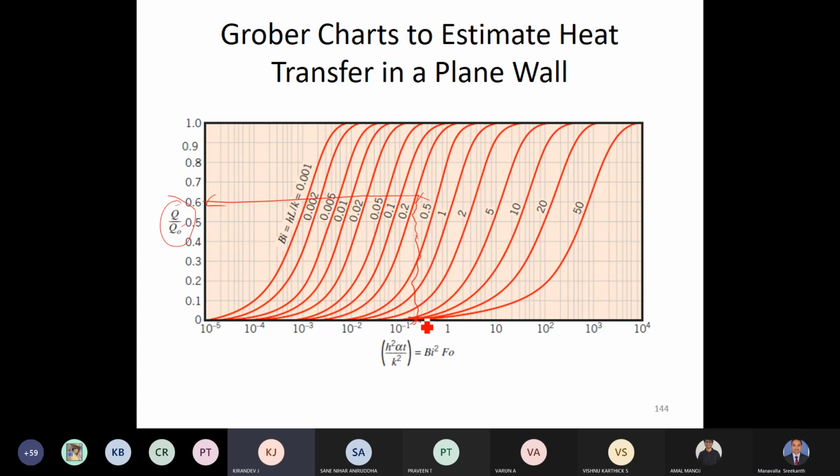Read this carefully and accurately. I get somewhere close to 0.5, but slightly less than 0.5. I am getting on this chart between 0.4 and 0.5. Do it accurately. Use a scale. Always use a scale and a pencil so that you get these things accurately.